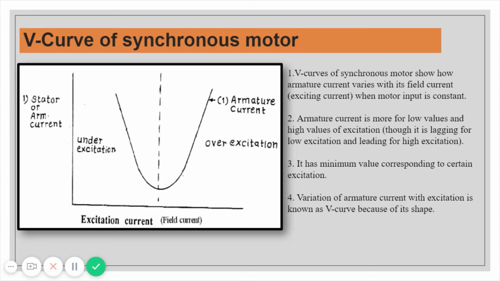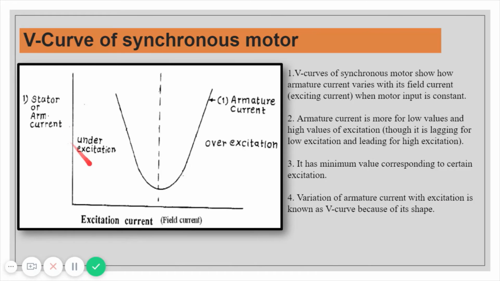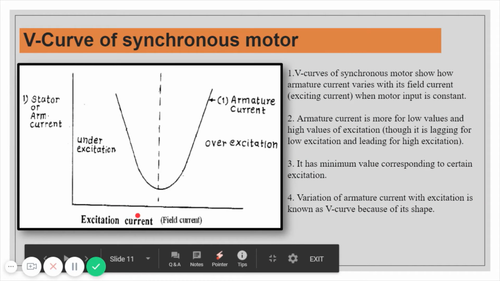Now there are two types of curves in the synchronous motor. The first is the V curve of the synchronous motor. It is a graph, as you can see in the diagram, between the stator or armature current versus the excitation current or field current. Here you can see the shape of the curve is a V, so it is called a V curve. It is between the stator or armature current versus excitation current.